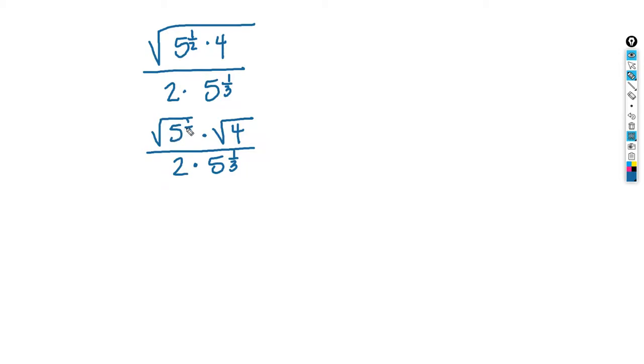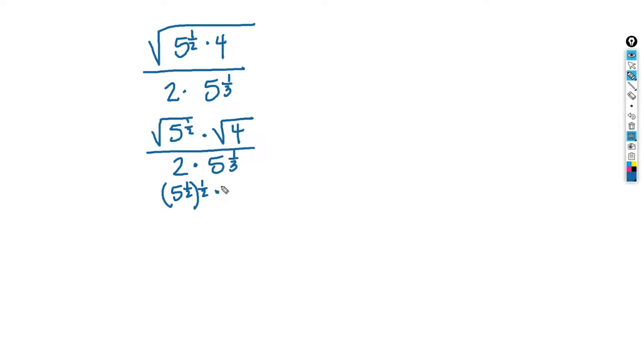So 5 to the 1/2 power, taken the square root of. The square root we know is the same as a 1/2 power. So we learned that previously. So the square root is the same as taking this whole thing and raising it to the 1/2 power. So I'm just going to rewrite it. I'm going to leave this 5 to the 1/2 power that was already under the square root, and I'm going to raise that to the 1/2 power. So that's the same as this right here.